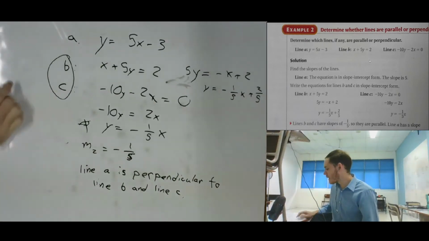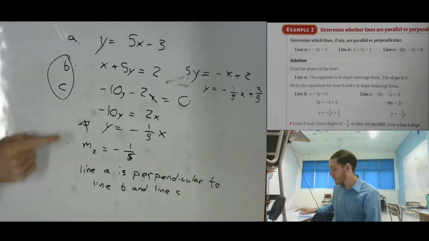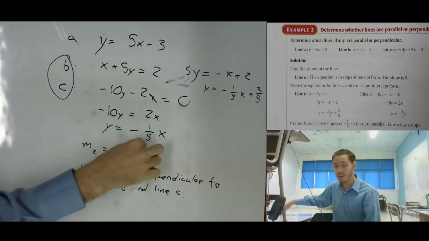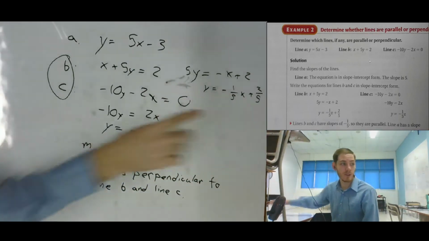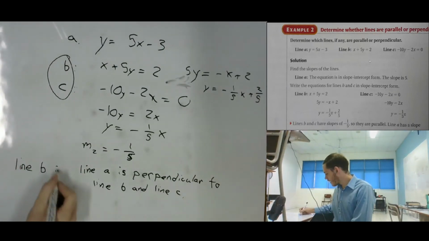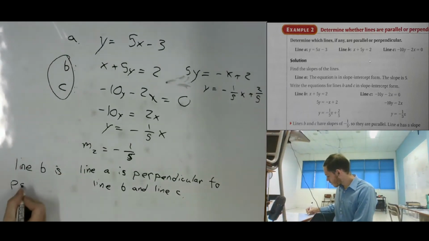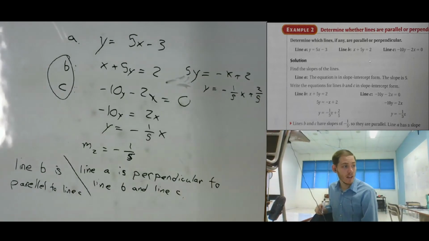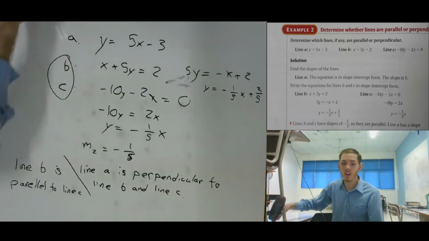But what about B and C? Are B and C parallel? Well, if we look at their slopes, the slope of C is negative 1 over 5, and the slope of B is negative 1 over 5. So our conclusion is line B is parallel to line C. Line A is perpendicular to line B and line C. That is our conclusion.